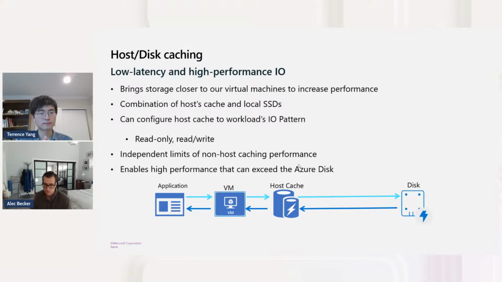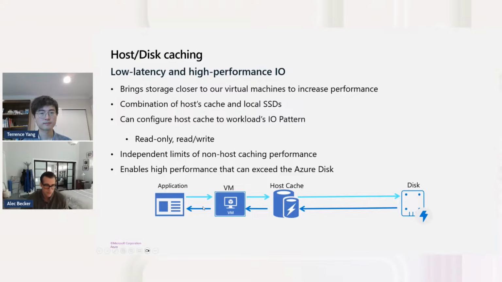One thing to note about the host cache is that it has performance limits independent of the non-host caching VM performance. It enables you to get high performance that can exceed the performance limits of your Azure disks. If you take a look at the diagram, this is how host caching can work.